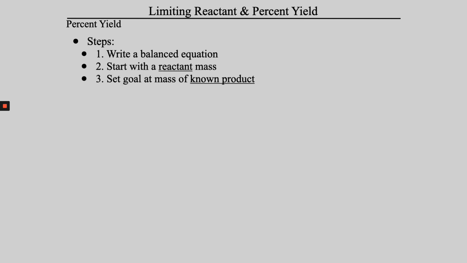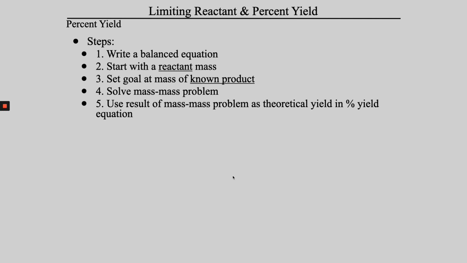Okay. Reads like this. Oh wait, steps, sorry. So guys, the steps for these go like this. Write a balanced equation. I forgot about the steps. There's actually 5. So guys, you're going to write a balanced equation. Then you're going to start with a reactant mass. Then you're going to set your goal at the mass of what we call the known product. Then you're going to solve the mass-mass problem. And then you're going to use that in the percent yield equation.